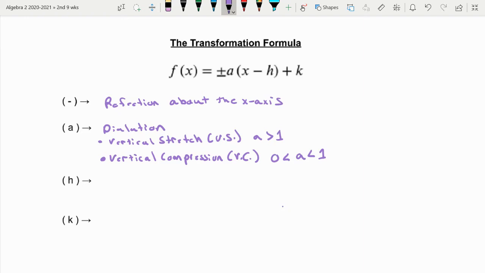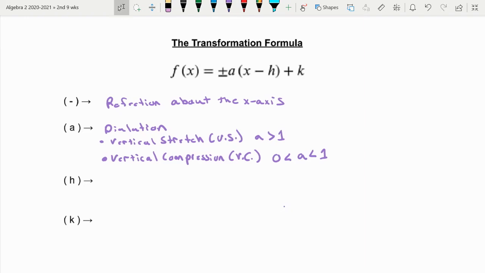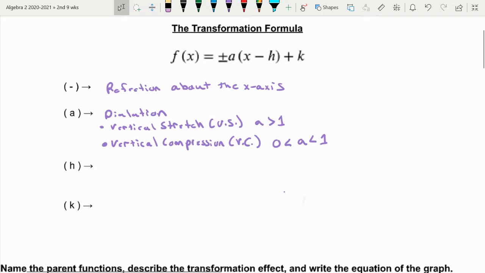So if I have something like an a value of negative 3, negative 3 isn't between 0 and 1 either. Negative 3 means that it's been reflected, and that 3, since it's bigger than 1, is a vertical stretch. But like I said earlier, if we have 0.5, 0.5 is between 0 and 1, that is a vertical compression. Even if it was negative 0.5, forget the negative, 0.5 is a vertical compression because it's between 0 and 1. So I want to make that very, very clear. That's a common thing students get mixed up on.